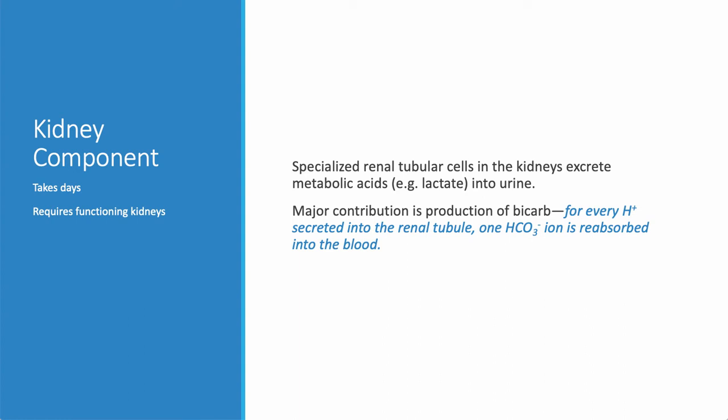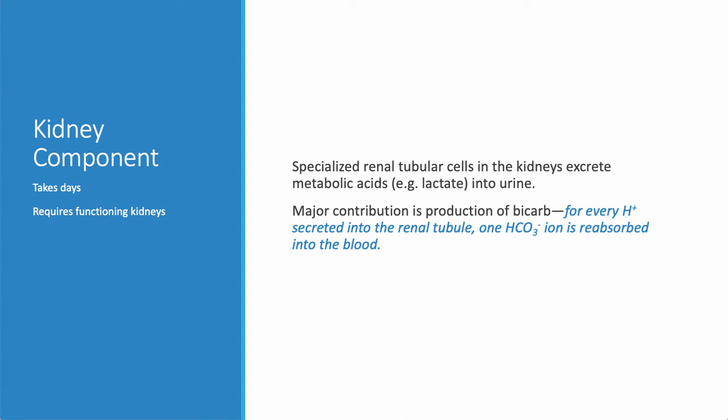So remember that bicarb requires functioning kidneys. To make bicarb, it requires functioning kidneys. Remember that for every hydrogen ion secreted into the renal tubule, one bicarb ion is reabsorbed into the blood. This is an efficient system, but by no means a super fast one. And that's why it takes so long for this balance to occur. And it can be easily overwhelmed.